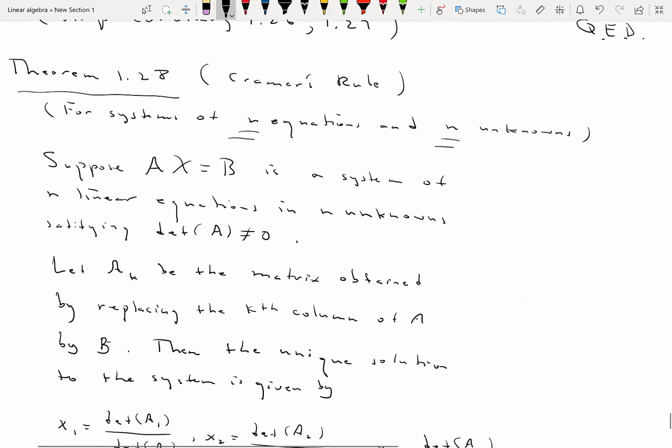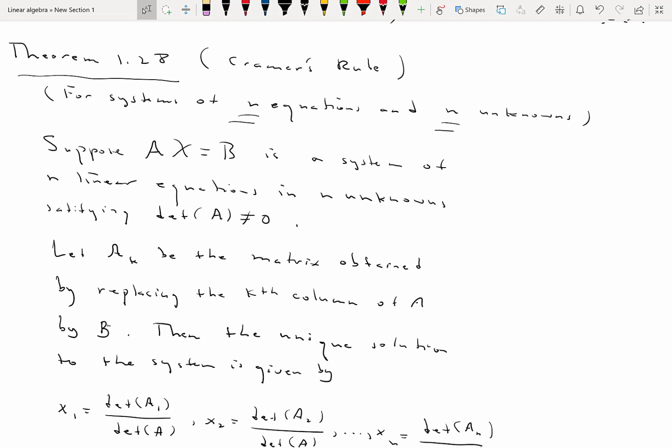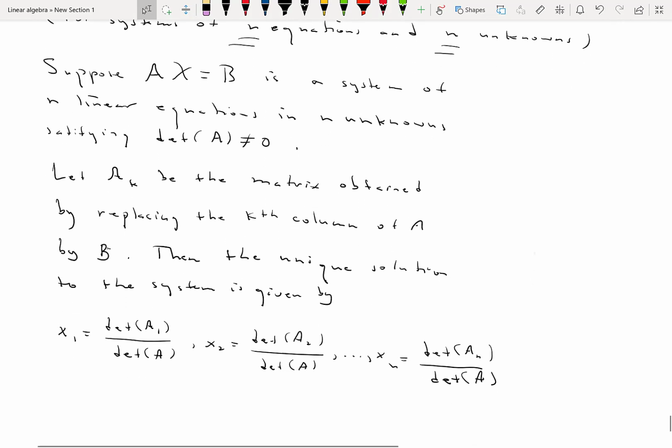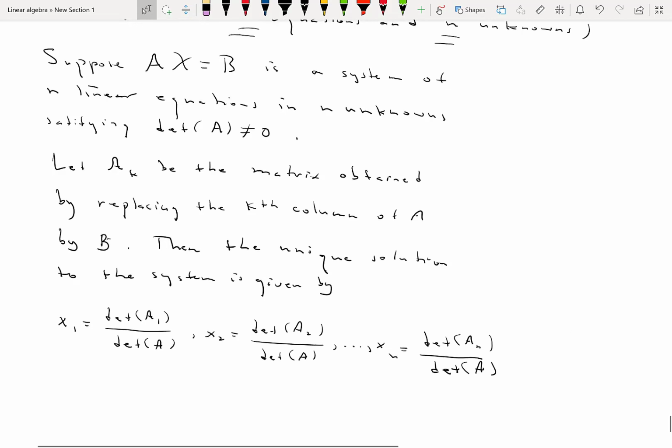Okay, then we start constructing those special matrices in Cramer's rule. Let A sub k be obtained by taking the coefficient matrix A and removing the kth column, and replacing the kth column by the constants in the system. Then, as you most likely learned in Algebra 2, the unique solution is x1 is the determinant of A1 over the determinant of A, x2 is the determinant of A2 over the determinant of A, all the way up to the last variable, the determinant of A sub n over the determinant of A.